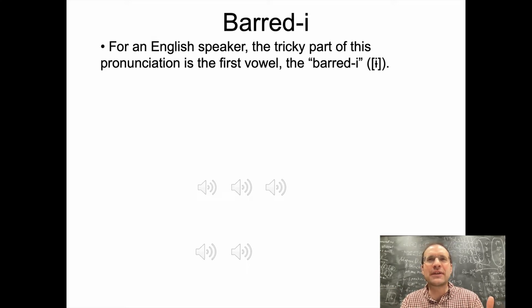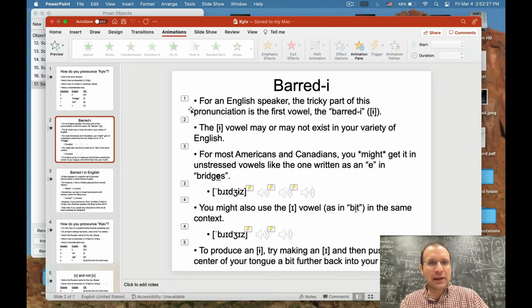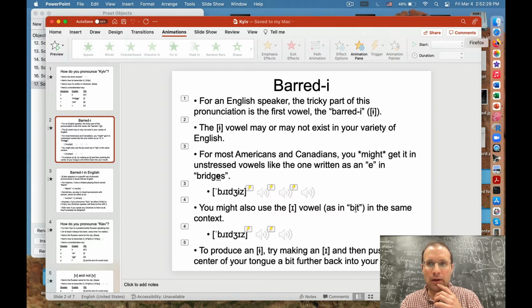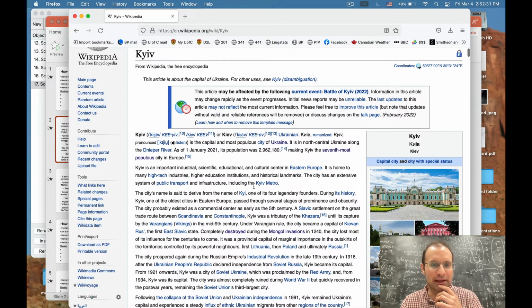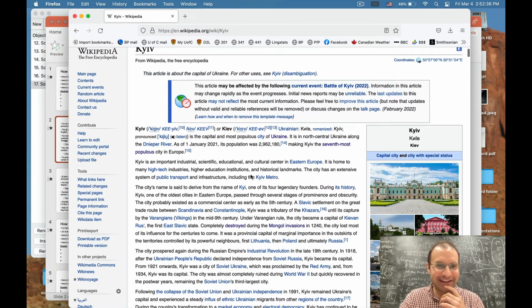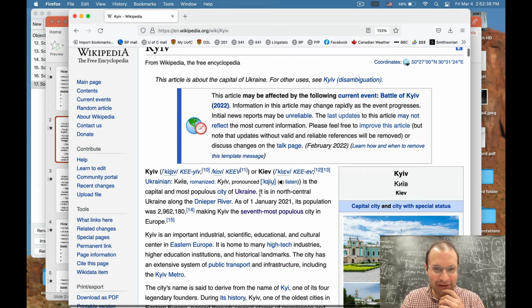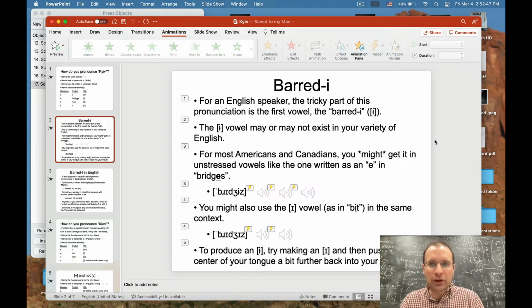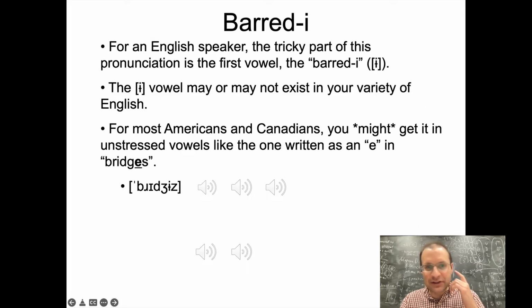But also, it's interesting that when I look at other transcriptions of Ukrainian on the internet, people will typically transcribe this vowel as an I vowel, like the one we get in bit. So I'm looking at the Wikipedia page on this city, and they have transcriptions here. This is their transcription of what my wife just said, and they actually use that cap I vowel right there. But that's not quite right. It's closer to a barred I vowel, which may or may not exist in your variety of English.